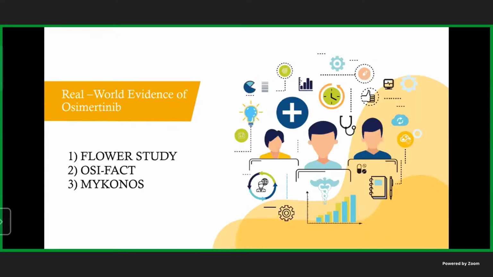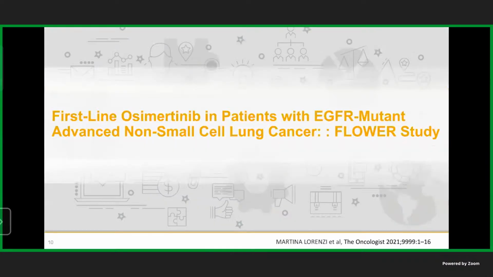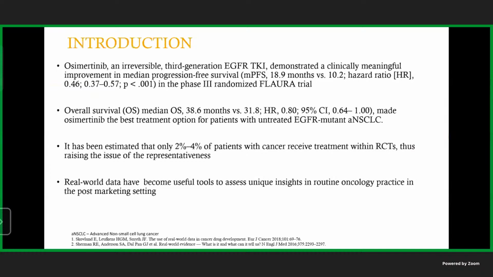So coming on to the 3 real-world studies, one is the FLOWER study, another is OCFACT, and the third is Mykonos. First I will discuss the FLOWER study. This is a brief introduction. The introduction says that only 2 to 4% of patients with cancer receive treatment within an RCT, and thus it raises the issue of representativeness.